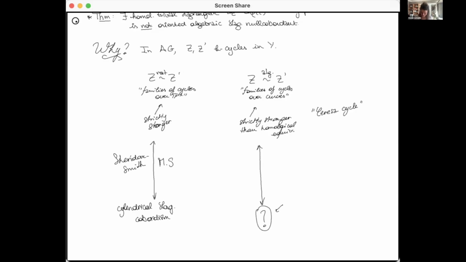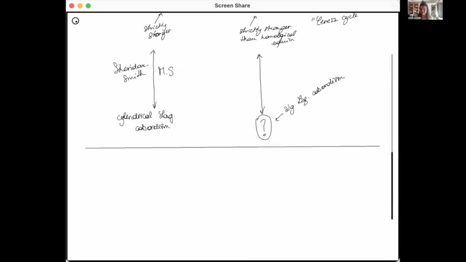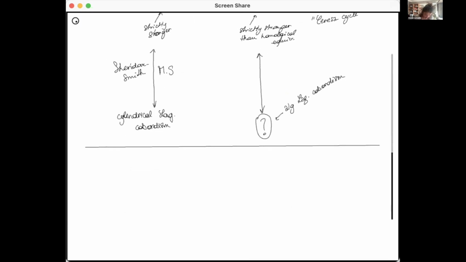Probably the way I phrased the introduction, you will have guessed that this is what algebraic Lagrangian cobordism is supposed to do. So this is the motivation to try to introduce this new equivalence relation. Now, let me actually give the definition.